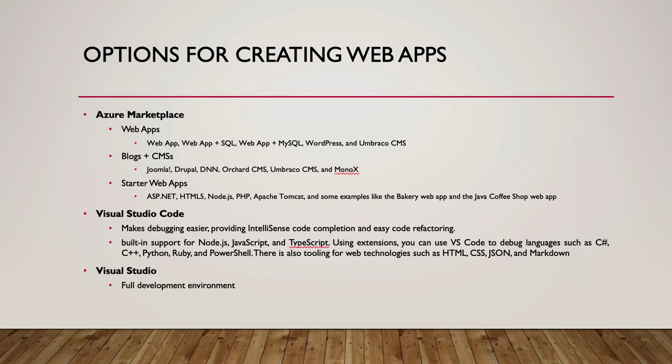VS Code makes debugging easier, providing IntelliSense code completion and easy code refactoring. It integrates with Git and also package managers, repositories, and various build tools. VS Code has built-in support for Node, JavaScript, and TypeScript. Using extensions, you can use VS Code to debug languages such as C#, C++, Python, Ruby, and PowerShell. There's also tooling for web technologies such as HTML, CSS, and JSON, and also Markdown.